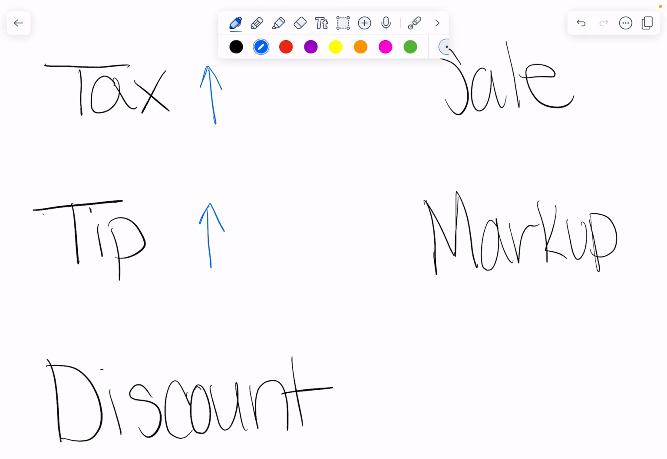A discount, if you're at the store and something is discounted, that means your price is lowering. If something is on sale, your price is lowered.